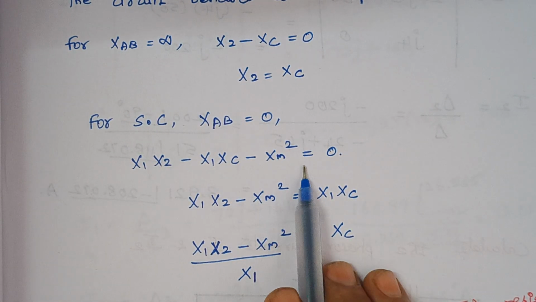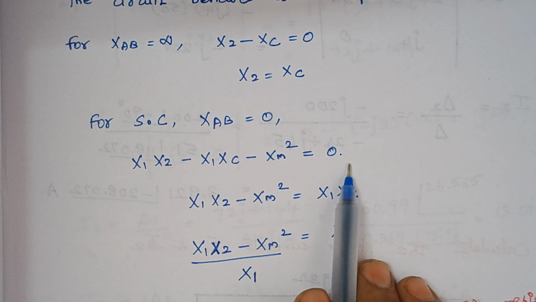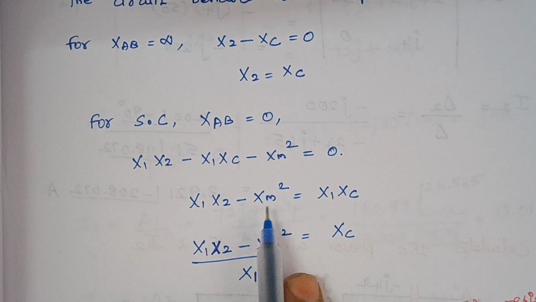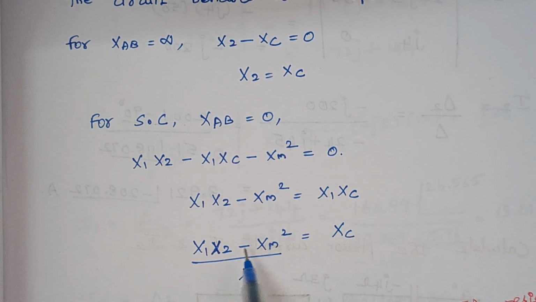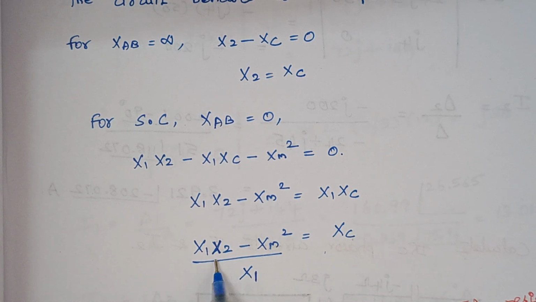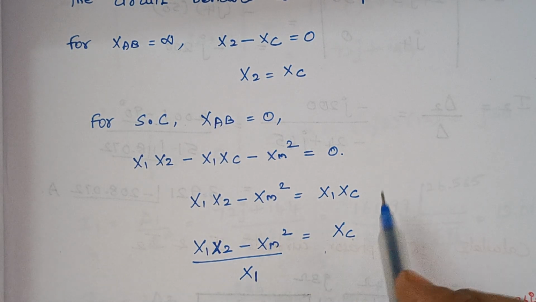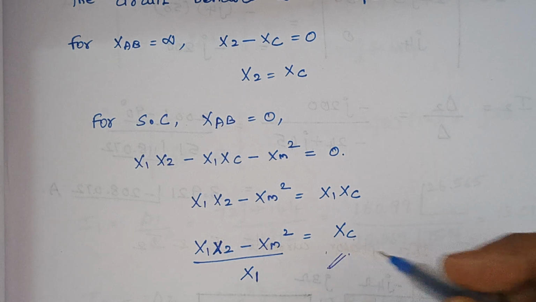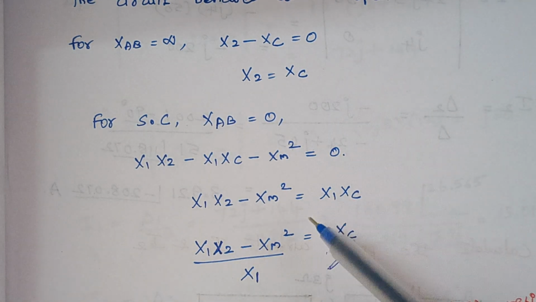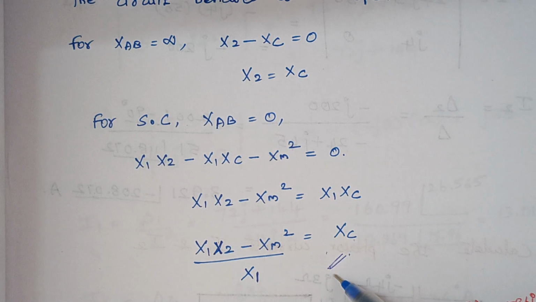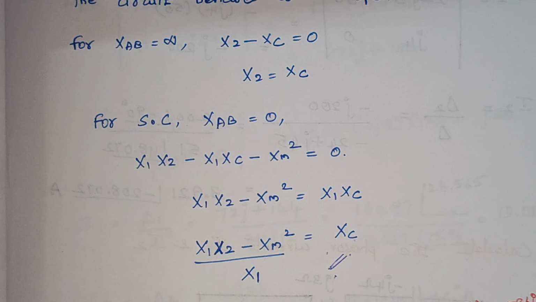So when you make this numerator term equal to 0, just again we are simplifying. I am moving this x1, xc to the right hand side. So once it is done, again the expression for xc is given by x1, x2 minus xm square by x1. This is the condition which is given in the problem. Therefore, both the conditions are satisfied. So here comes the end of this problem. We will proceed with the next one.